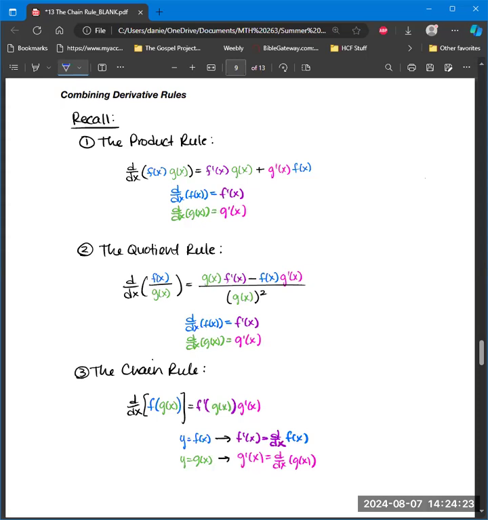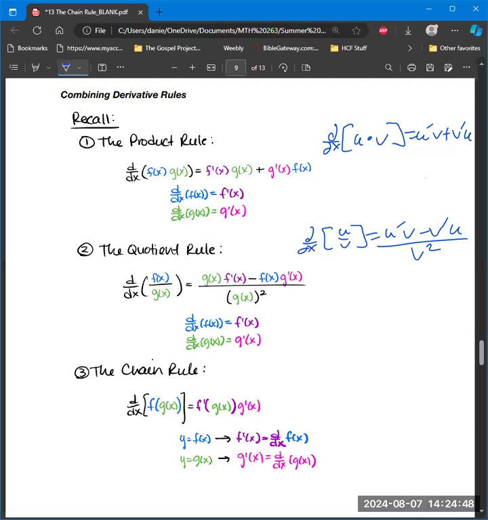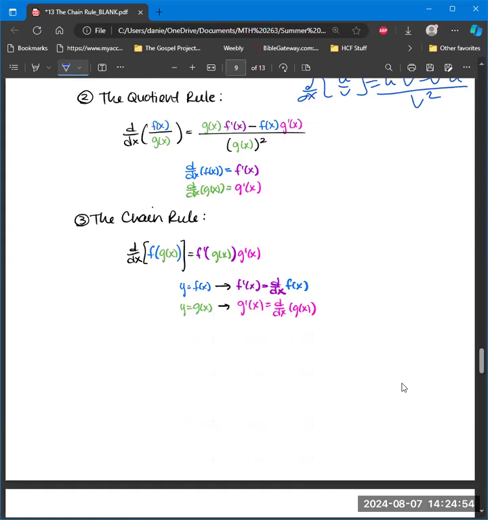Now when we combine derivative rules, we're going to just generalize these rules. Again, I do so with u's and v's. The product rule: the derivative of u times v is u prime v plus v prime u. Quotient rule, u over v, where u and v are functions of x, is u prime v minus v prime u all over v squared. And the chain rule here, I've already given it to you with u: the derivative with respect to x of f of u is f prime of u times u prime.